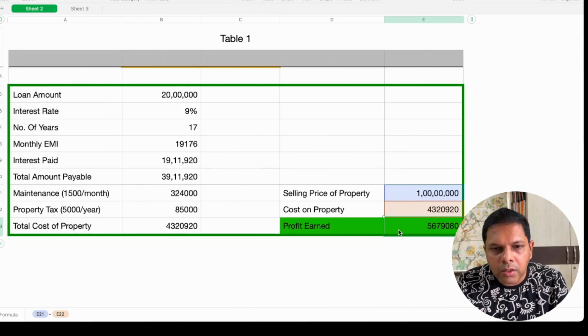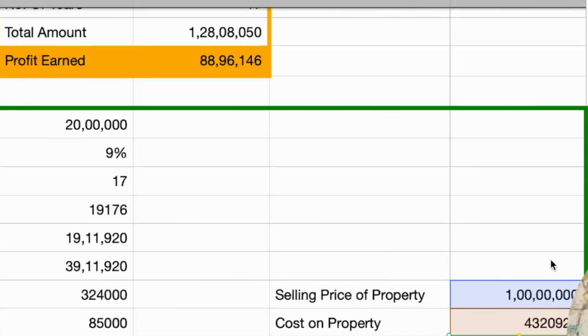56 lakh 79,000 rupees. So I want to consider another scenario, so that we can do a comparison across other asset classes based on the return that my friend has been able to make by selling this property.